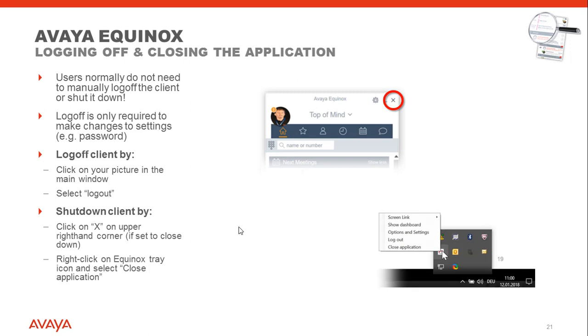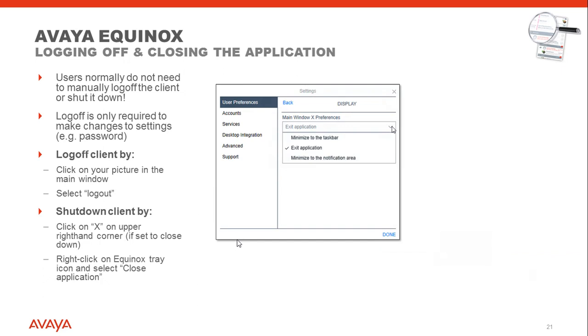As with any other Windows application, there is an X up on top. It may shut down the application, but it depends on the settings, and I will cover that later. There's always the option of right-clicking on the Avaya Equinox icon in the Windows taskbar and selecting Close Application to shut down.